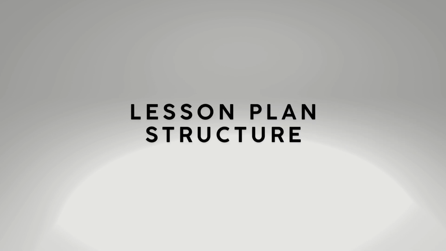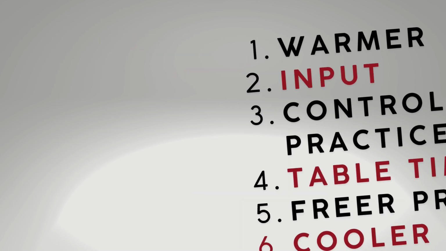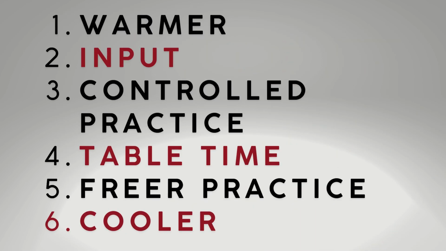The structure we'll use includes 6 key stages. Number 1, warmer. Number 2, input. Number 3, controlled practice. Number 4, table time. Number 5, freer practice. And number 6, cooler.